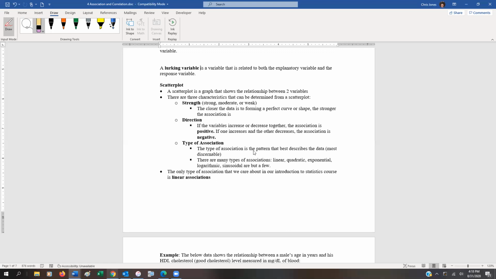So in the next video, I'm going to help you construct a scatter plot. We're going to analyze that scatter plot by identifying the strength, direction, and association. And then we're also going to talk about what the scatter plot really tells us about the two variables.